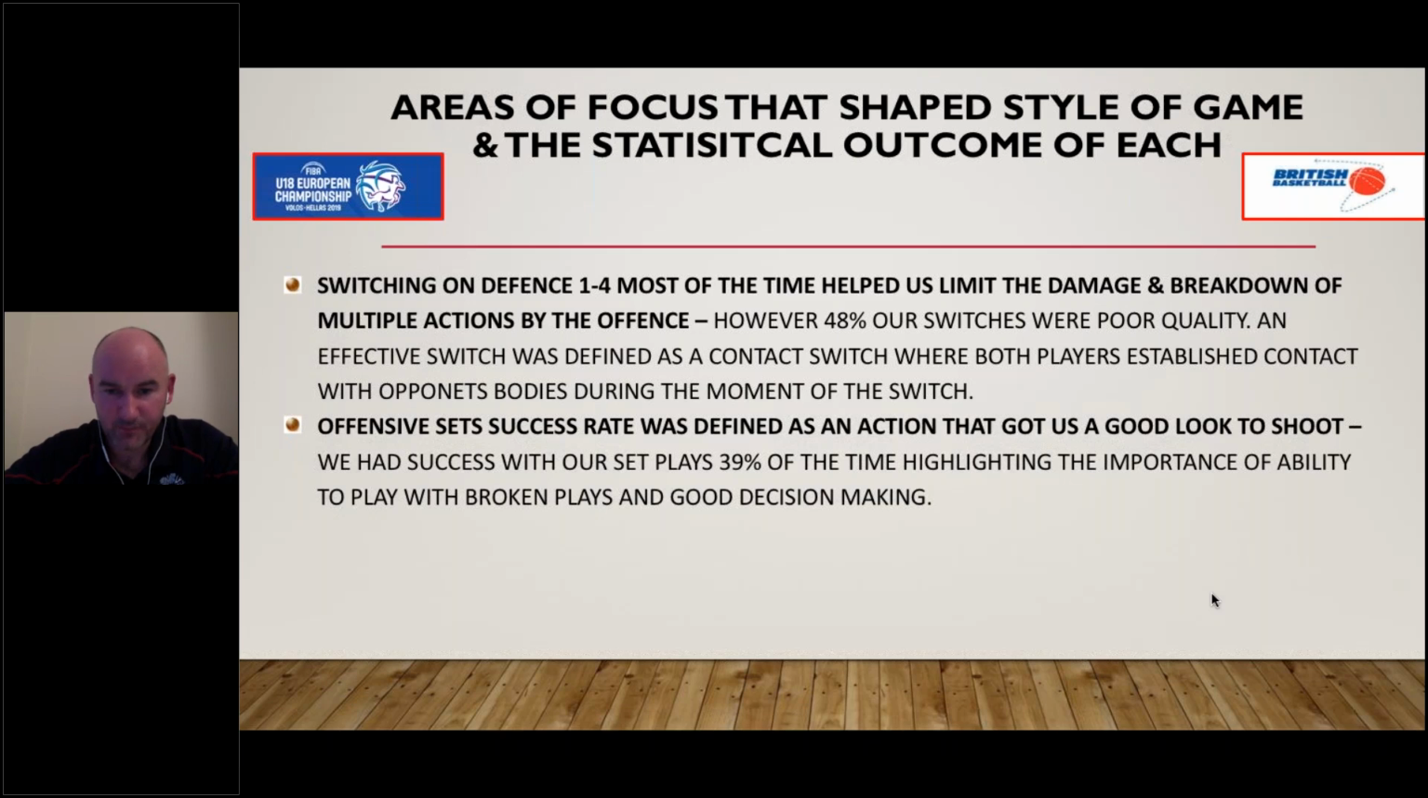Offensive success rate was defined as an action that got us a good shot. We got a shot off, and it wasn't forced or in the clock. We only had success at getting a good shot off with 39% of the offenses we ran. So if we ran 100, if we called 100 set plays a game, we only got a good shot off inside that system 39 times.